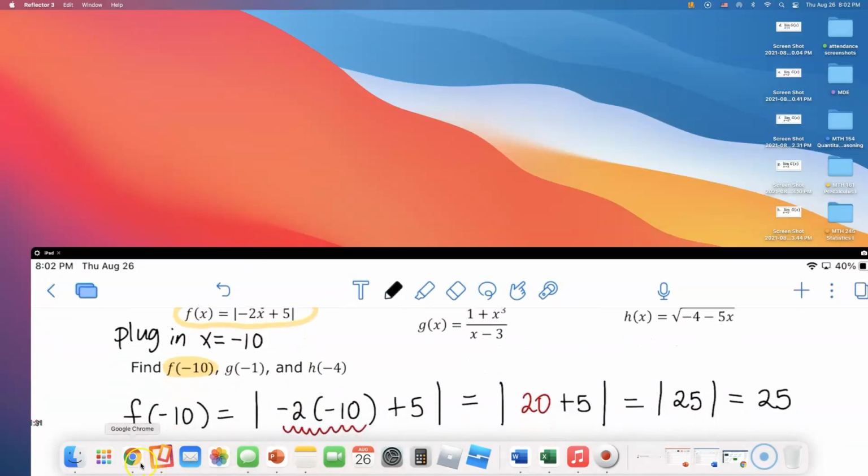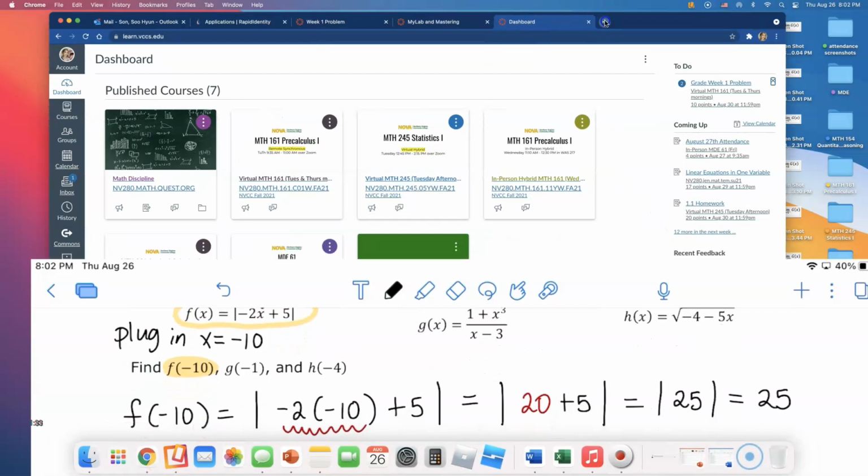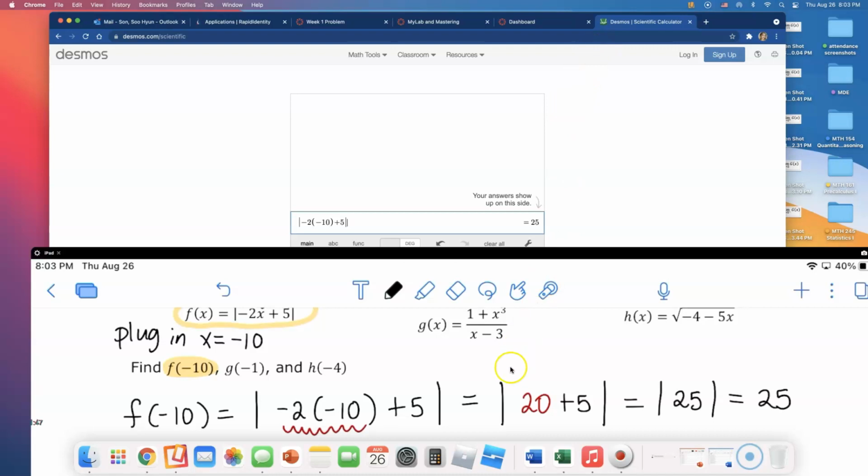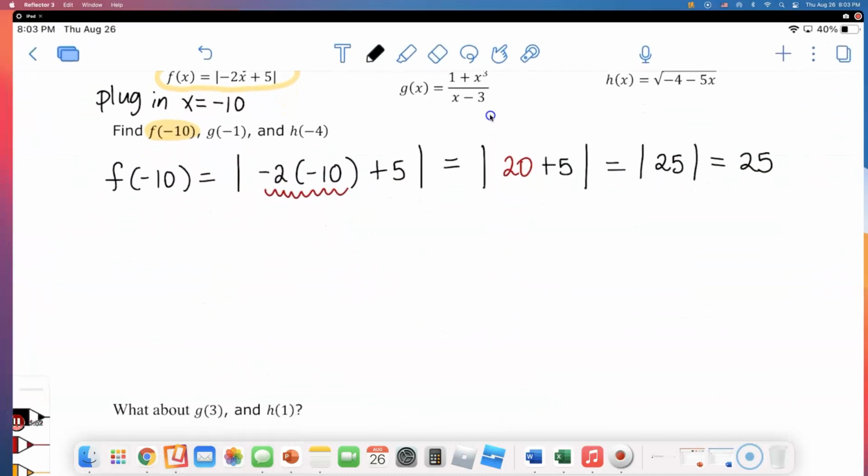You guys have a scientific calculator, right? If I want to double check, I can type in absolute value of -2 times -10 plus 5, close the absolute value bar. That does come up to be 25. So if you want to use your scientific calculator to check your arithmetic, that will be great.